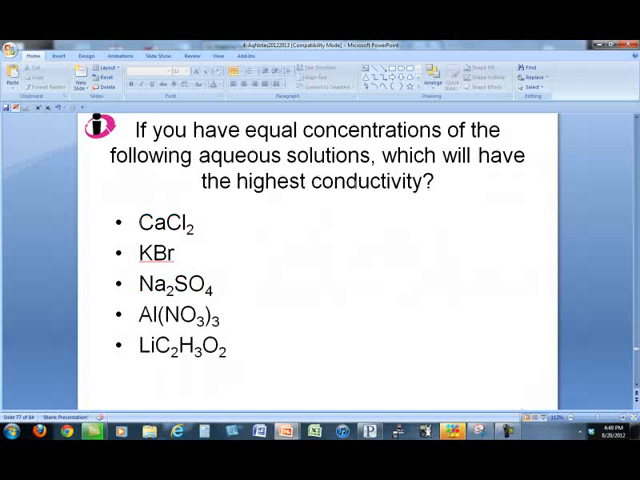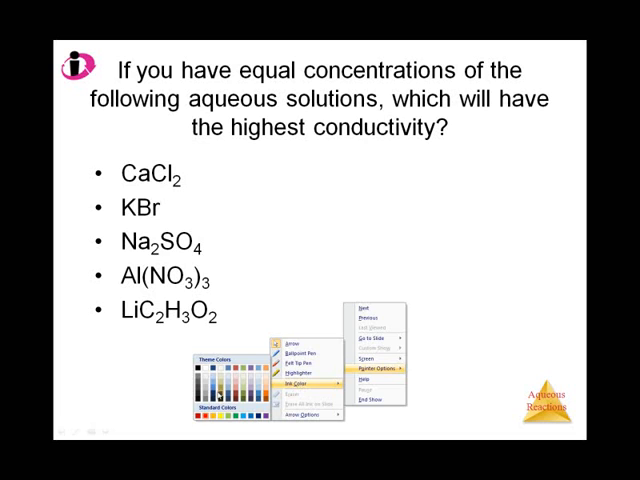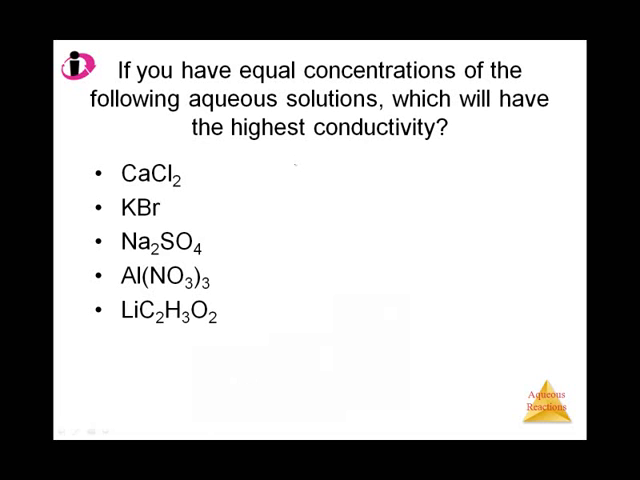If we have equal concentrations of the following aqueous solutions, so let's say they're all 1 molar, which will have the highest conductivity? So let's assume that they're 1 molar. I like this problem. Okay, so if I have 1 molar of this, I'm going to have 1 molar of this and 2 molar of this for a total of 3 moles of ions, right? I'll have 1 molar of this, 1 of this for a total of 2 moles of ions. 2 moles, 1 mole is 3. 1 mole and 3 moles is going to be 4. 1 mole and 1 mole is going to be 2. So the answer should be aluminum nitrate.